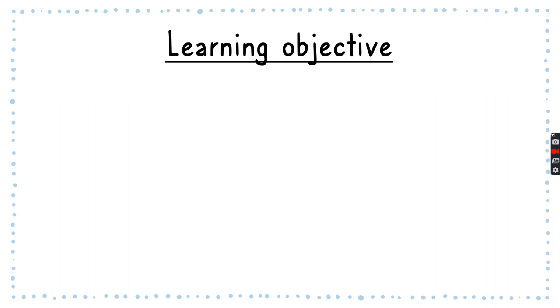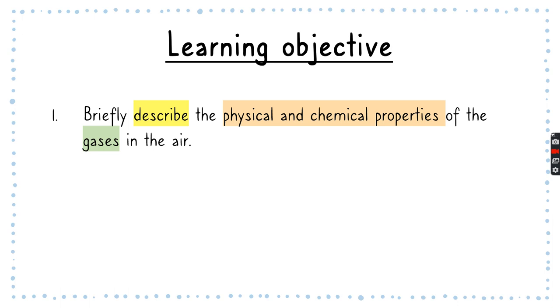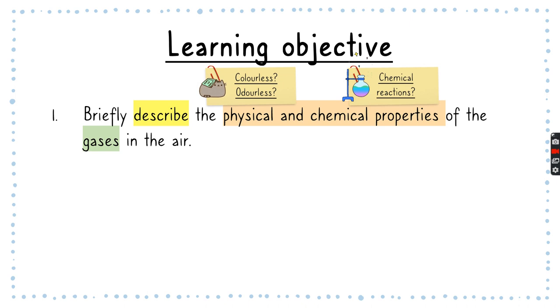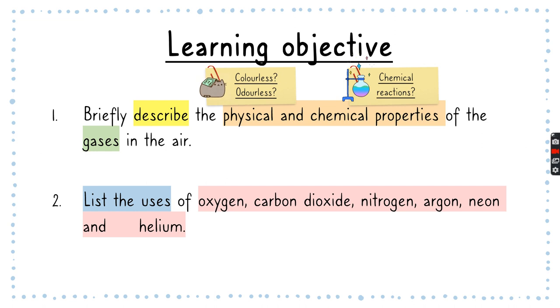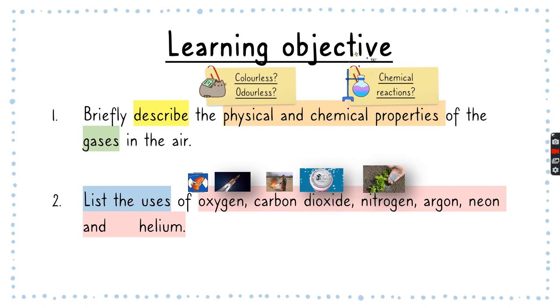Okay, so let's get back to the learning objective. We briefly described the physical and chemical properties of these gases. When we talk about physical, is it colorless? Is it odorless? And the chemical properties is what kind of chemical reactions does it support? Does it support combustion? Does it change lime water from colorless to form what precipitate? And we talked about the main uses of oxygen, carbon dioxide, nitrogen, argon, neon, and also helium.